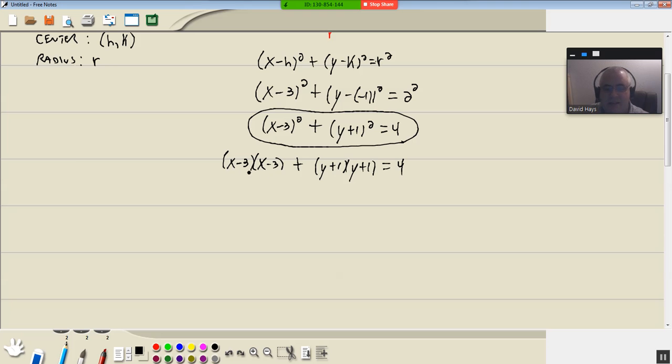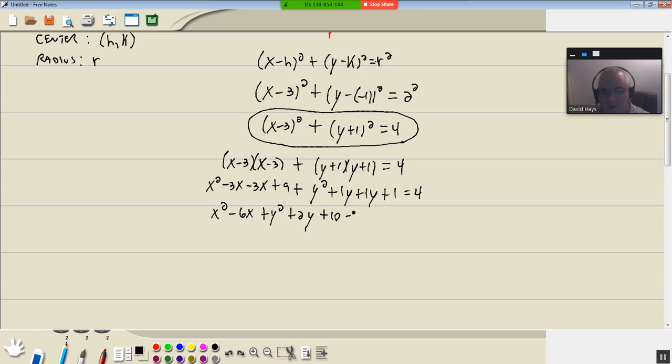Now if I FOIL this, x times x is x squared. X times -3 is -3x. -3 times x is -3x. -3 times -3 is 9. Plus y times y is y squared. Y times 1 is 1y, or y. 1 times y is 1y, or y. And 1 times 1 is 1, equals 4. Now I'll combine together like terms. -3x, -3x is -6x. And I got y squared. 1y plus 1y is 2y. 9 plus 1 is 10.